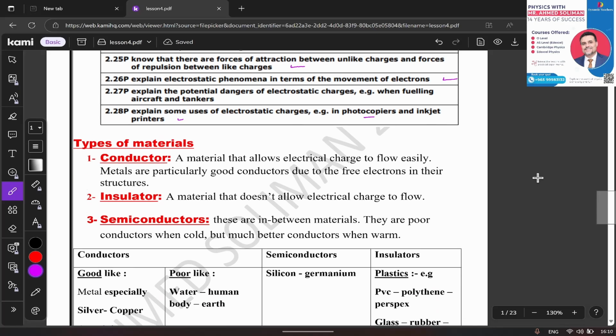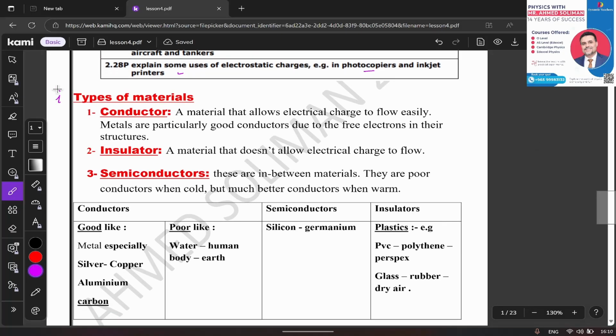So first, Ahmed, what are the types of material? We have 3 types of material. What are these? Conductor, insulator, and semiconductor. Now conductors, you have to know that conductors have free electrons. So electrical conductors or thermal conductors, all of these conductors have free moving electrons. They can transfer from one atom to another atom. This is why they can conduct electricity. A material that allows charge to flow through it easily, like metals, and metals are good conductors due to having free electrons.